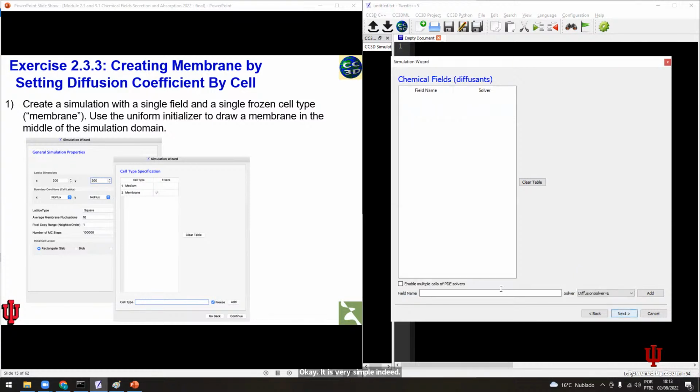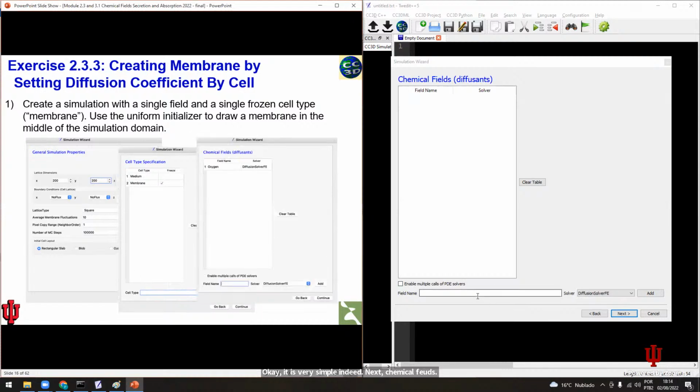Next, chemical fields. So we're gonna choose a field. Let's put oxygen again, because I don't know, it's useful, right? Oxygen. Choose diffusion solver. It is nice to use the diffusion solver here instead of the steady state one, because you can see the derivative inside the membrane changing. It is very nice. And add.